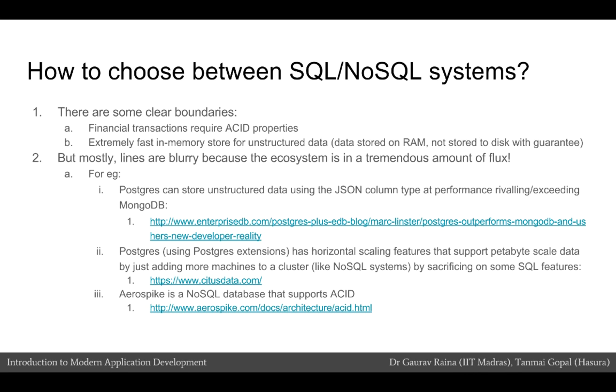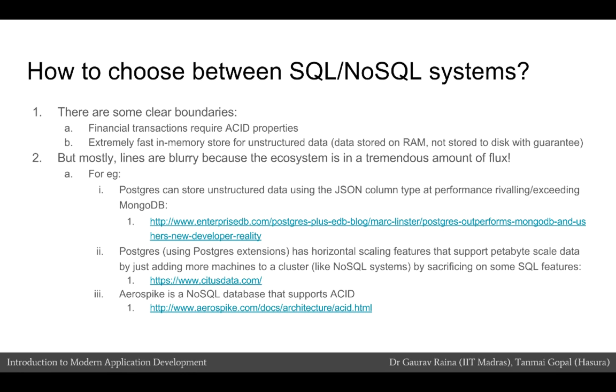But most of the time the lines are blurry. It is not a clear-cut choice between SQL and NoSQL systems. Let's look at a few examples. Postgres is technically an SQL database and a relational database. However, Postgres can store unstructured data using the JSON column type. And in fact, Postgres's performance in reading and writing JSON data rivals or exceeds that of MongoDB in a few cases.